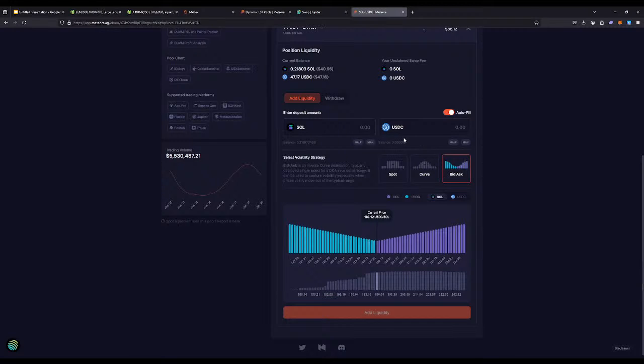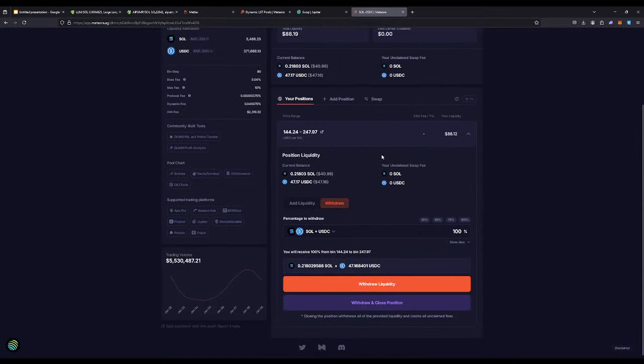So now let me show you what would have happened if I had not provided that base layer of spot, if I had just gone with bid ask. So you can currently see I have a decent amount of liquidity in these price ranges, right? Now, for withdrawal also, let me show you.